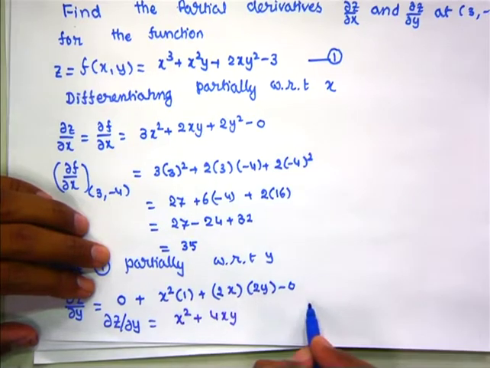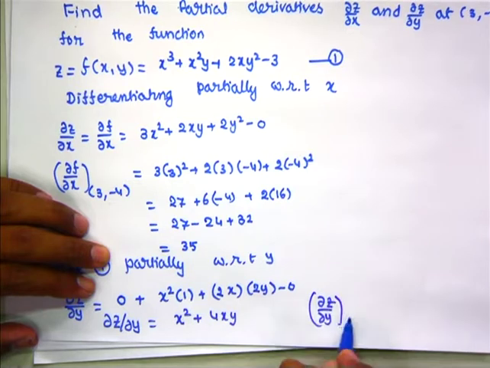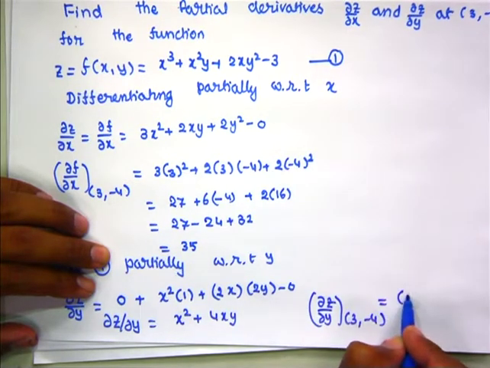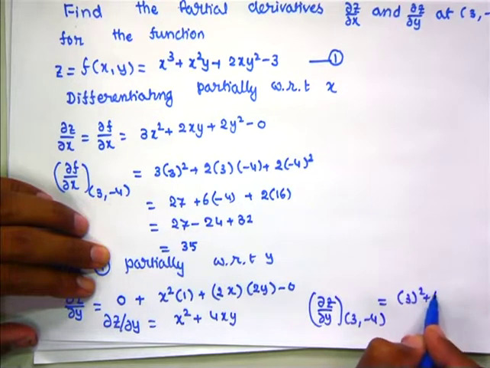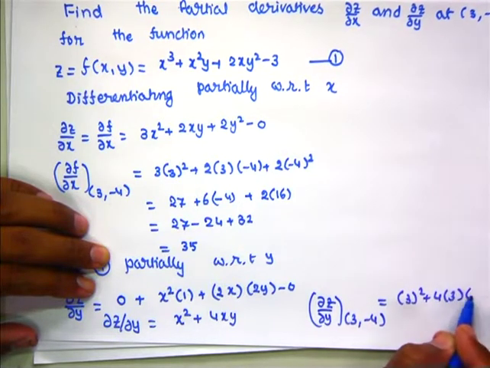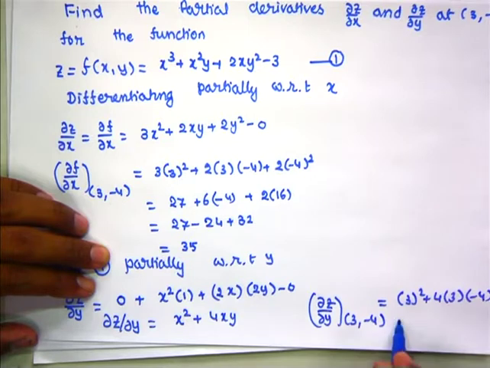and del z by del y at the point (3, -4) is obtained as 3 square plus 4 times 3 into -4. So we get 9 minus 48. So we get minus 39.